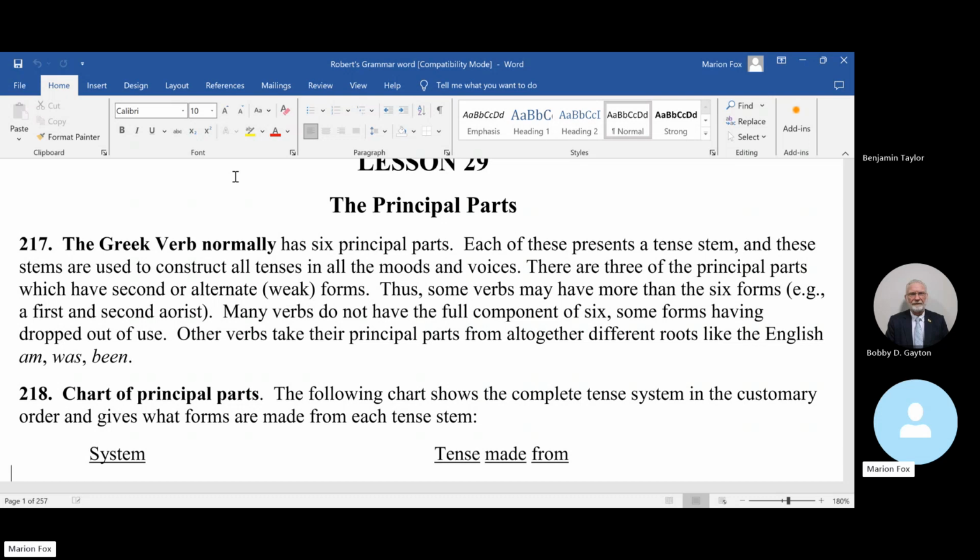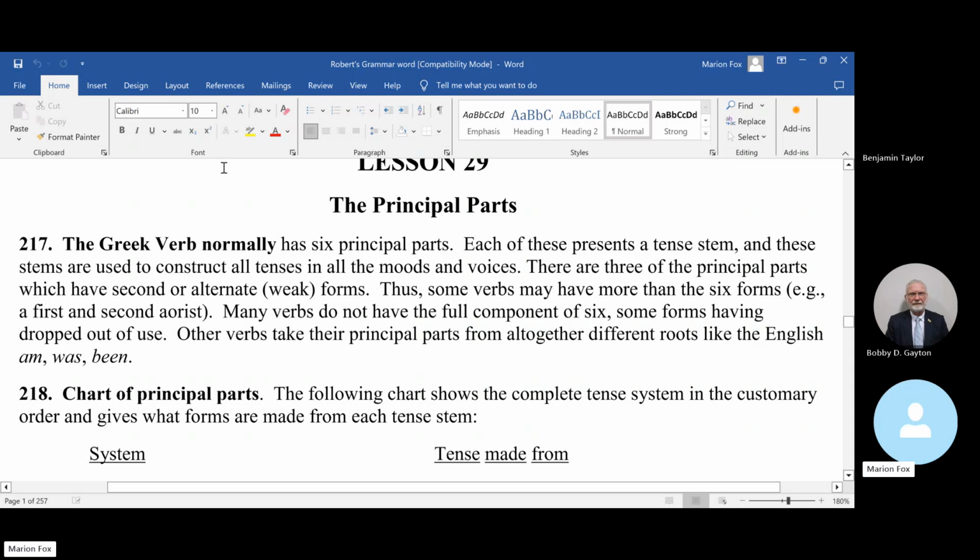There's a stem. Now, the file that I sent you that had Greek grammar and lexicon and grammar notes, that file has a lot of the words, and I've been working on it to have as many as possible to have the root words beside the definition, right with it. So that file will help you some, right? Now, each of them has a tense stem, and these stems are used to construct all tenses and all moods and voices. There are 3 of the principal parts which have a second or alternative weak stem, weak forms.